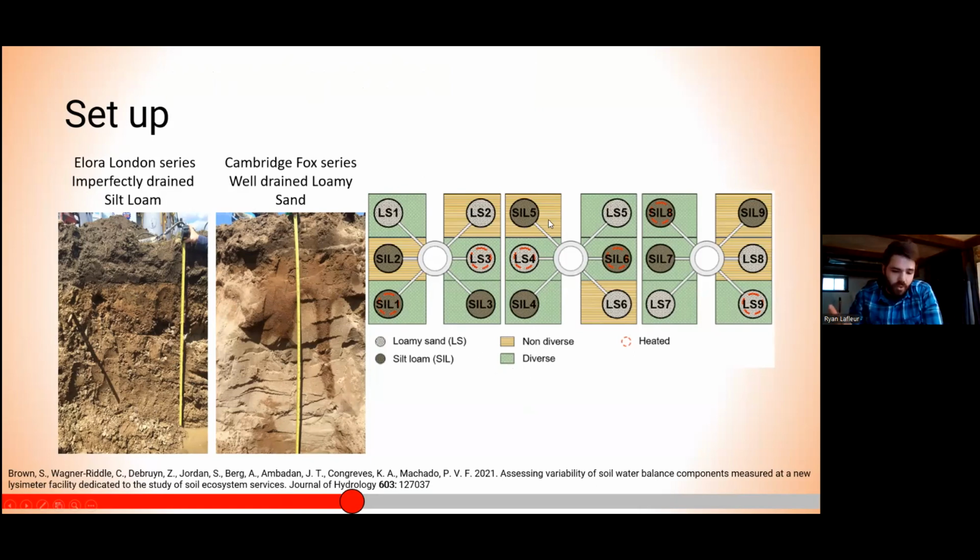As you probably noticed, the site is fairly large. In order to average out some of that spatial variability, we have one control and one treatment lysimeter for both soil types in each hex, just to cover that distance. No need to worry about the non-diverse, because all of the ones that we used are under the diverse crop management treatment.